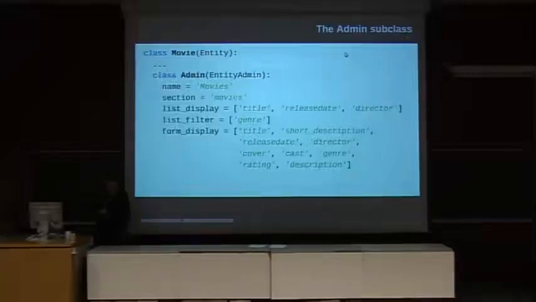So here we say that it should be present in the movies section, and we have here the list display attribute, which specifies which fields should be visible if we see a list of movie objects. And then we have the form display attribute, which is a list of fields that should be present on the form.